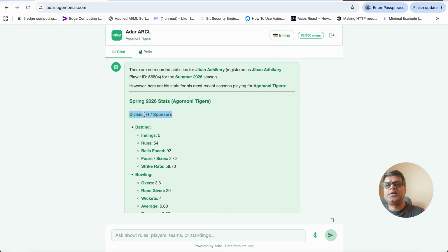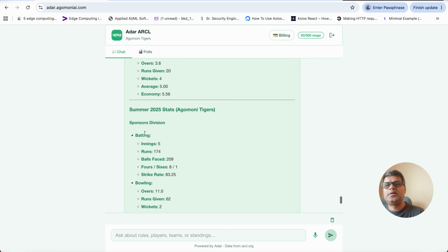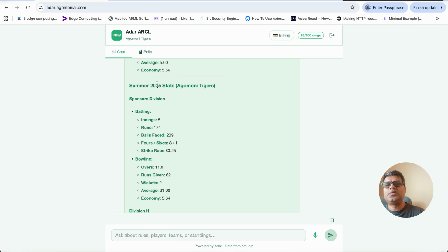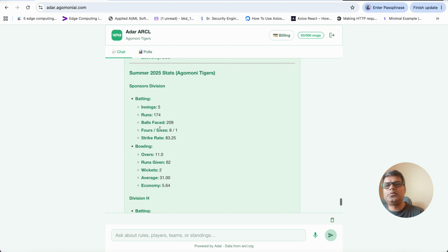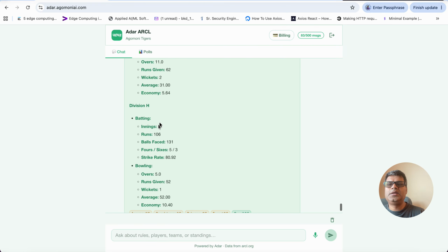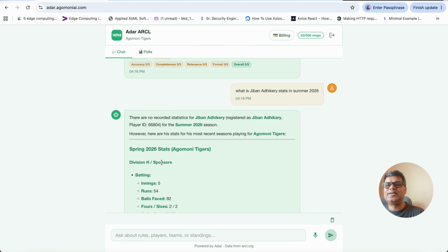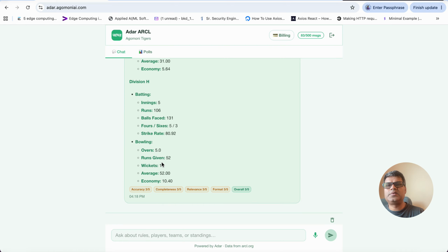Division A sponsors, right? It played these kinds of games, right? And the summer 2025 stats. Look how beautifully it answers the questions, right? Then in spring 2025 also, we find the answers, how beautifully it is able to get the stats. So it says that summer 2026 does not have stats, but it gets them from the outside.